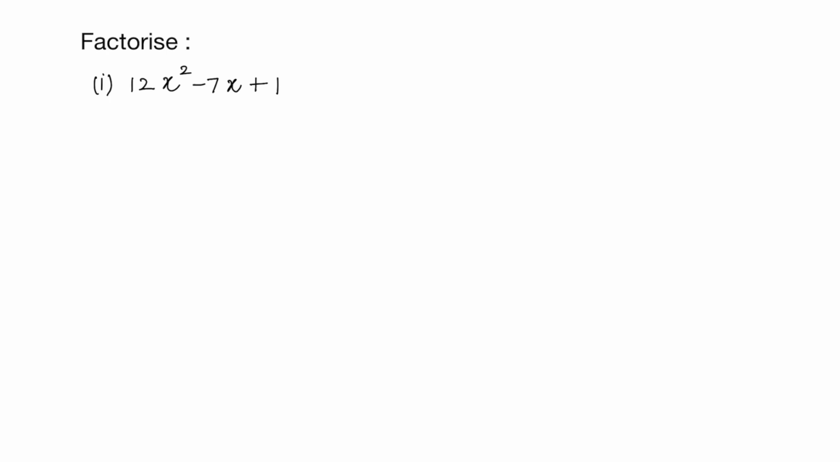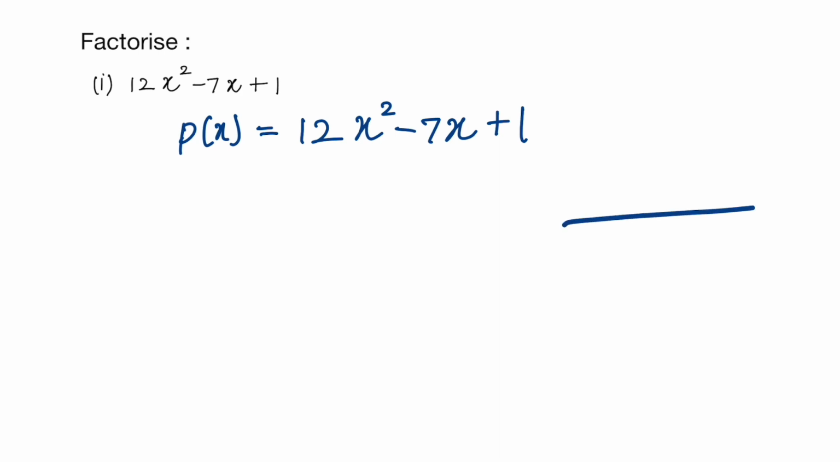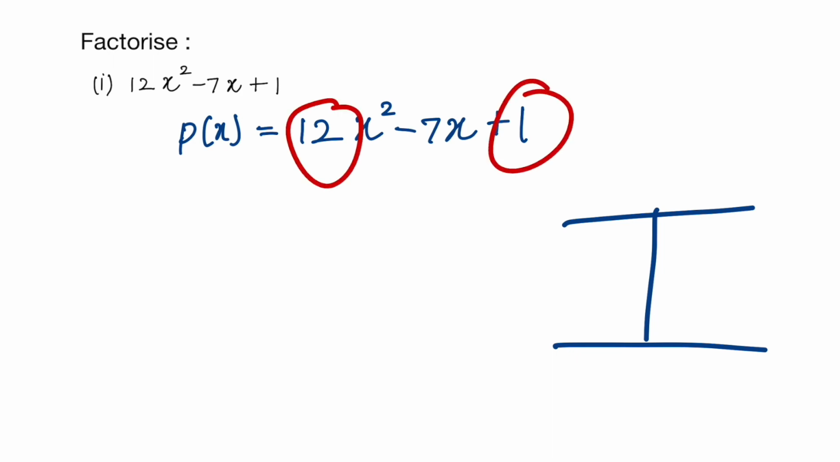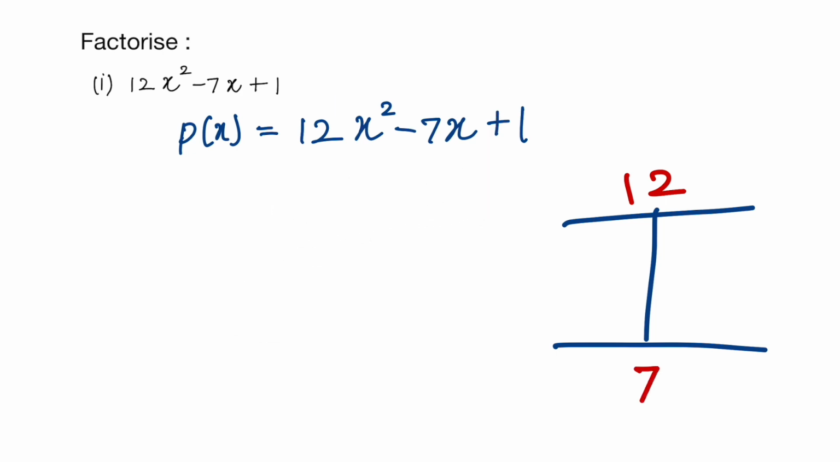Okay, so let me just start out by writing this polynomial again. So p of x is equal to 12x squared minus 7x plus 1. Okay, this, as we know, is the polynomial. Now we are going to use the I method, right? So let me just draw an I here. The first and last terms you have to multiply and write at the top, and the middle term you have to write at the bottom. Okay, that is how we start with the I method.